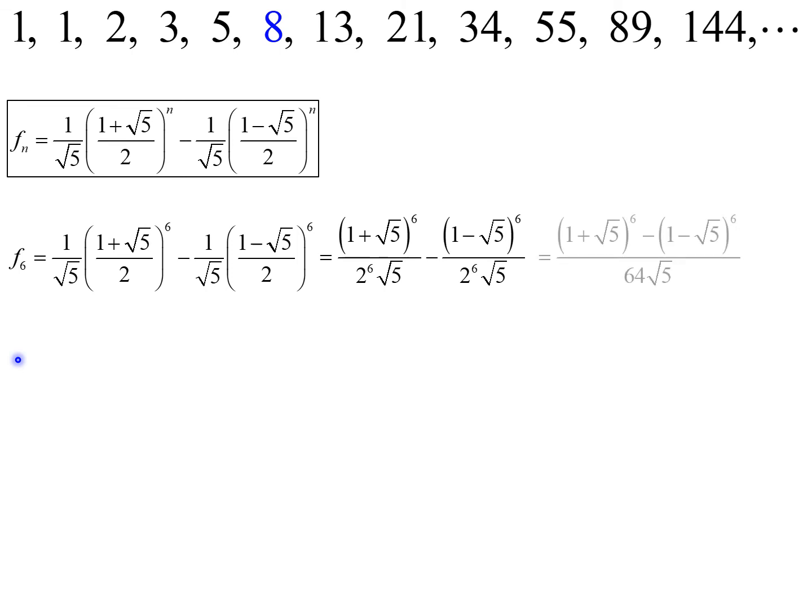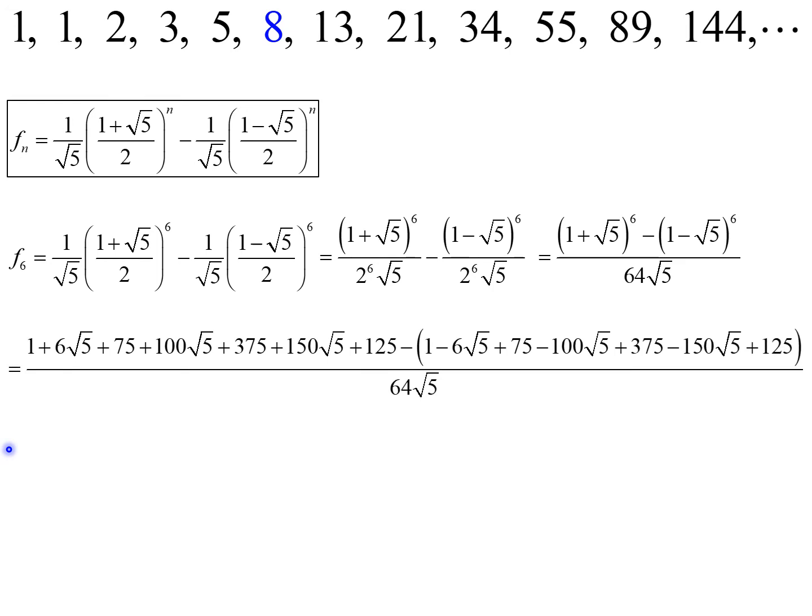My next step, they have a common denominator. It's the same denominator, so I just write that denominator. 2 to the 6th, by the way, is 64. My next step, and I'm not going to go through all the little details, I'm going to use the Binomial Theorem, multiply out 1 plus root 5, 1 plus root 5, 1 plus root 5, 1 plus root 5, 1 plus root 5, 1 plus root 5. The Binomial Theorem is a quick way you can do that using Pascal's triangle. I'm not going to go into that right now, but what I got is that right there.